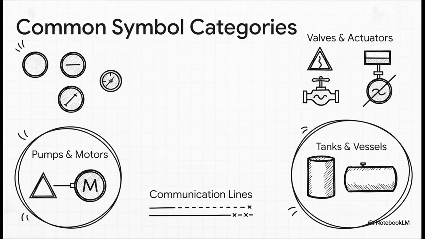And this language is built from just a few key types of symbols. You've got symbols for instruments, the things that measure temperature, pressure, you name it. Then you have symbols for valves that control flow, pumps that move liquids around, tanks to hold everything, and of course the lines that show how they all talk to each other.